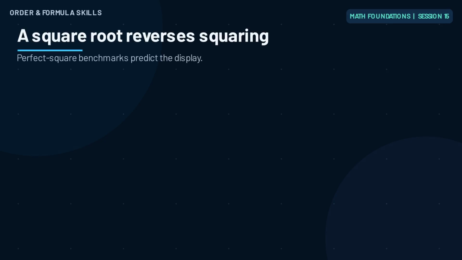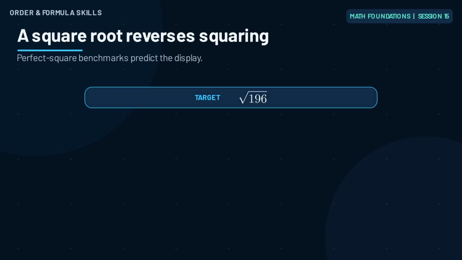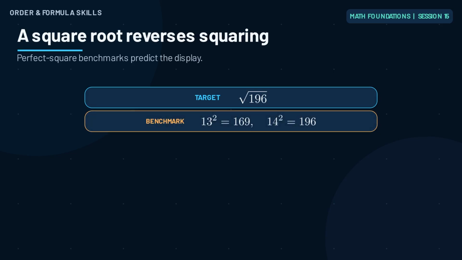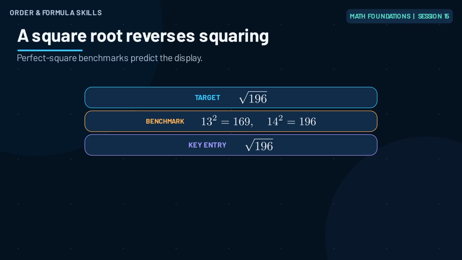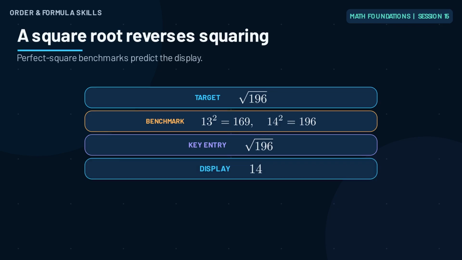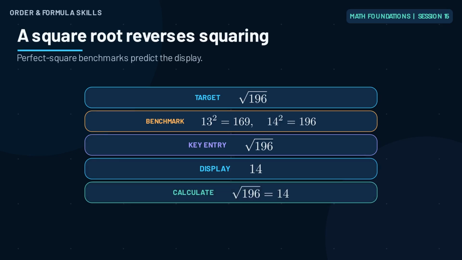A square root key reverses the operation of squaring. Find the square root of 196. Nearby perfect squares help predict the answer. 13 squared is 169, and 14 squared is 196. Enter 196 inside the calculator's square root template. The display returns 14. The principal square root of 196 is 14.